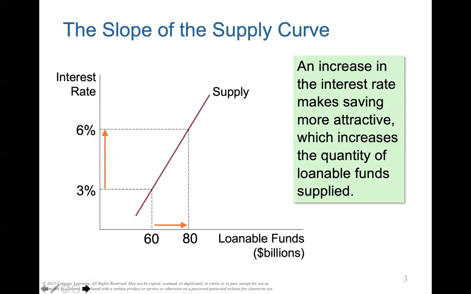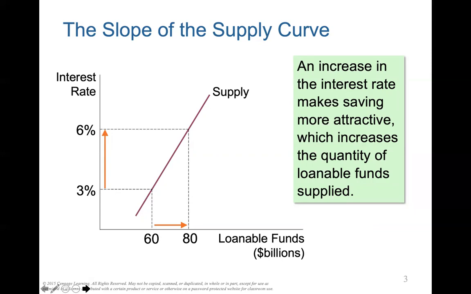So remember the supply and demand curves as they stand always? Well, the supply curve looks very similar here. But now what we have is interest rates. If you look at this graph, you can see 3 to 6, and we have loanable funds going from 60 to 80. So at 60, the interest rate is 3. At 80, the interest rate is 9.